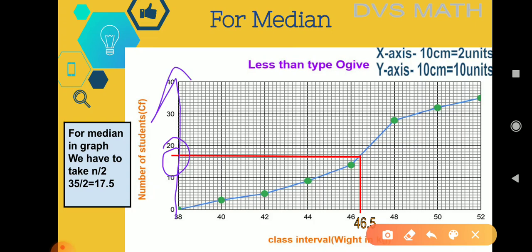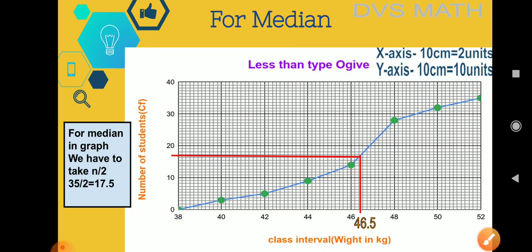So here what you have to do is mark 17.5 on the y-axis. As you all know, this is the y-axis. Mark 17.5 on the y-axis, and from the y-axis draw a horizontal line using a scale till the line touches the ogive curve. Clear? Again I am repeating: when you are finding the median in the graph, first you have to take half of the n value. Here half of the n value is 17.5. If it is 40, you will get 20. If it is 50, you will get 25. But here the number is 35, so half of 35 is 17.5.